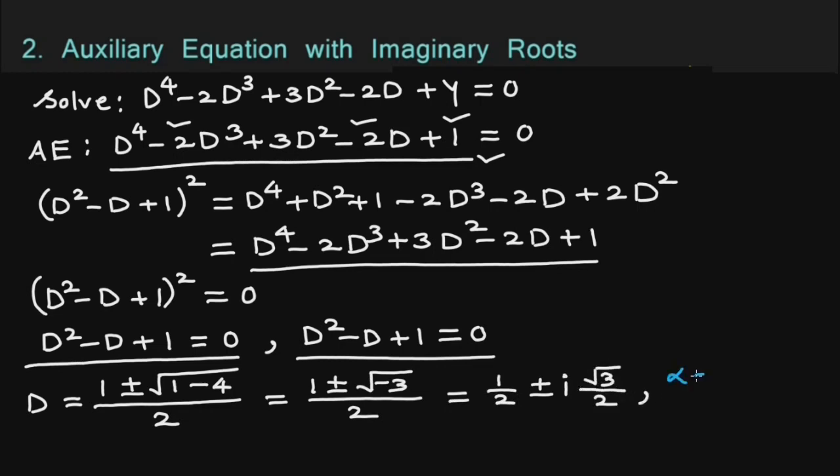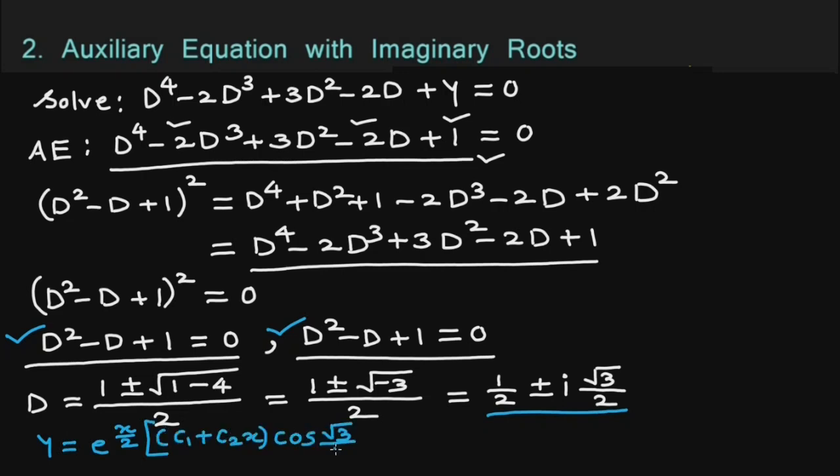So here alpha is 1 upon 2, beta is root 3 upon 2. Since there are two such quadratic equations, these roots are repeated twice. So the solution will be y equals e raised to x upon 2 into (c1 plus c2x) cos of root 3 upon 2 x plus (c3 plus c4x) sin of root 3 upon 2 x.